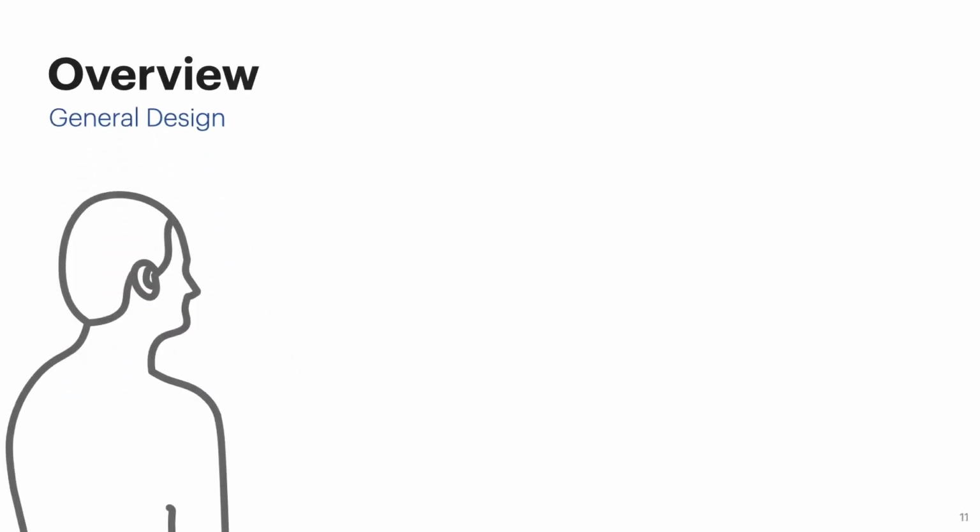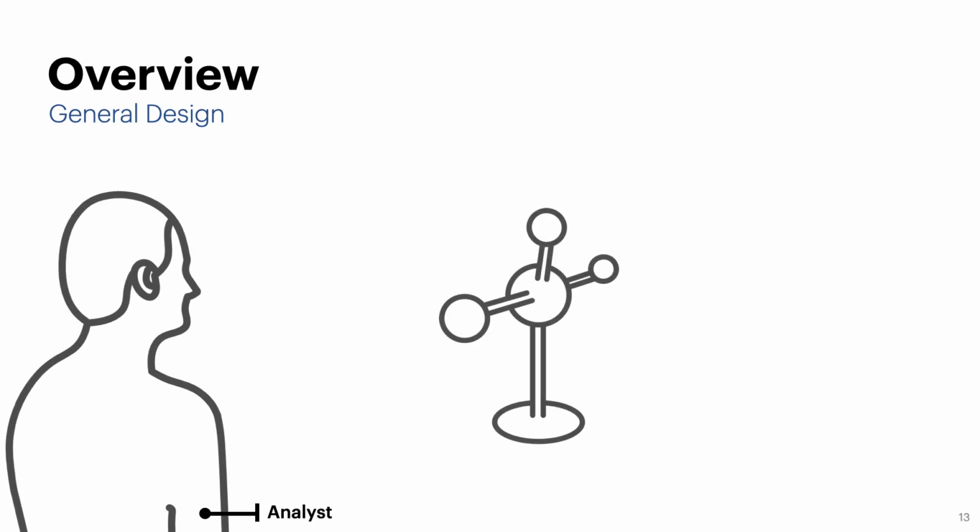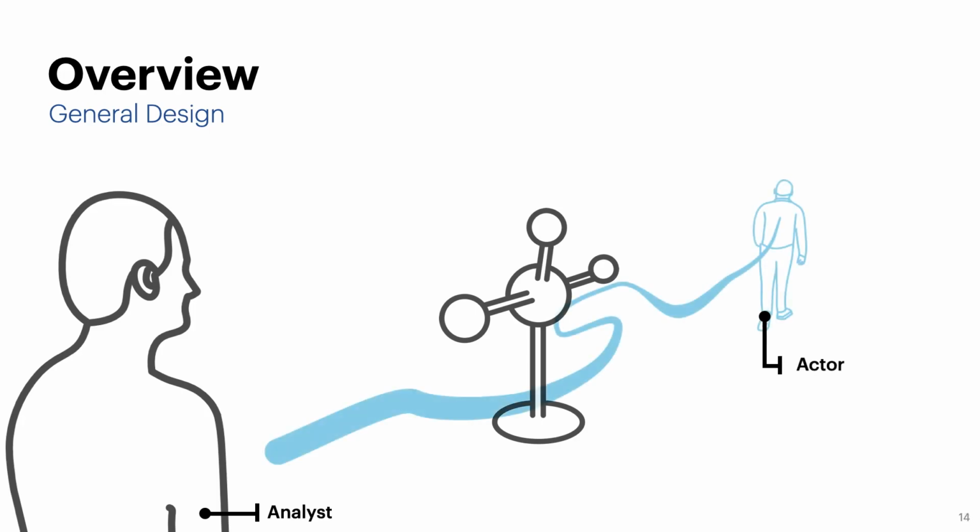Here, we first describe the general design. Now imagine you are an analyst. Your goal is to understand human movement in a given space, like an exhibition room of a museum. This type of environment typically contains several exhibits or objects that are of interest to the visitor, such as this molecule model here. When a visitor enters the exhibition room, they move from one exhibit to another, resulting in spatial temporal data that can be represented as a trajectory.